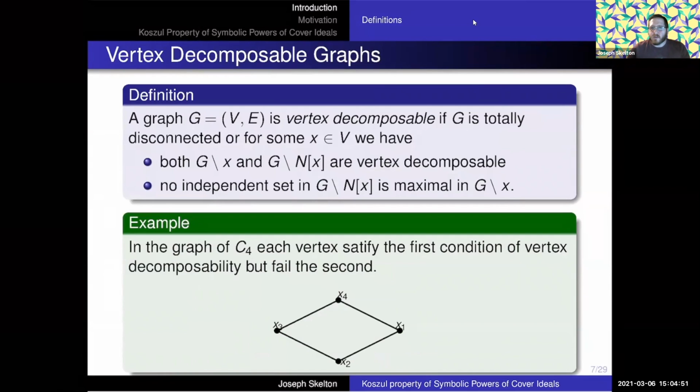A property I'm interested in when I'm looking at graphs is vertex decomposability. A graph is vertex decomposable if it's totally disconnected, which just means it's just vertices and no edges. Otherwise, there has to be some vertex x such that when I delete the vertex, and when I delete the neighbors of the vertex, I get something that's vertex decomposable. And no independent set of the deletion of the neighbors is maximal when I delete just the vertex. If x meets that property, you call it a shedding vertex.